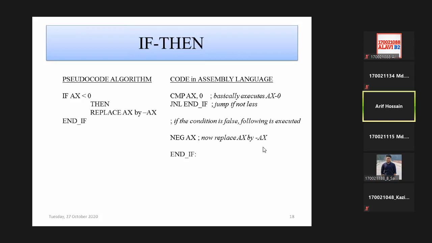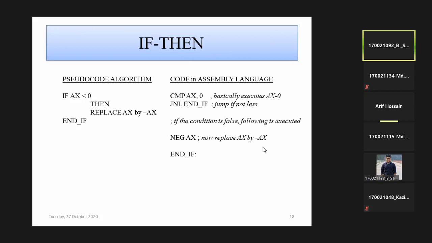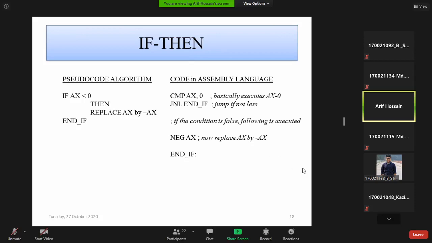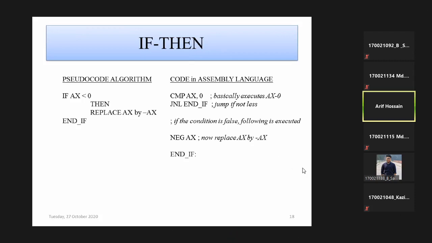So if there is a jump, that means the condition is true or false? Sir, true. So if the condition is true, your ax is less than 0 or greater than 0? Sir, greater than 0. Exactly. If the condition is true, that means your ax is greater than 0. Your jump says jump if not less. Simplifying it, it is jump if greater. We could have simply written jg, right? Jump if greater, right? Yes, sir.